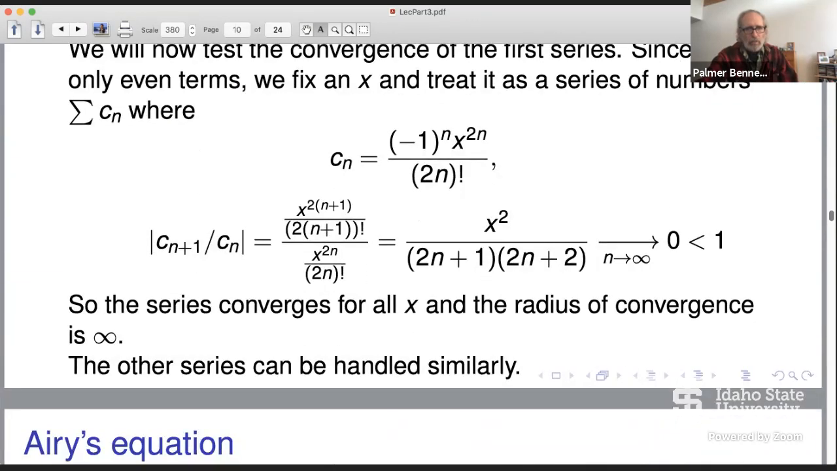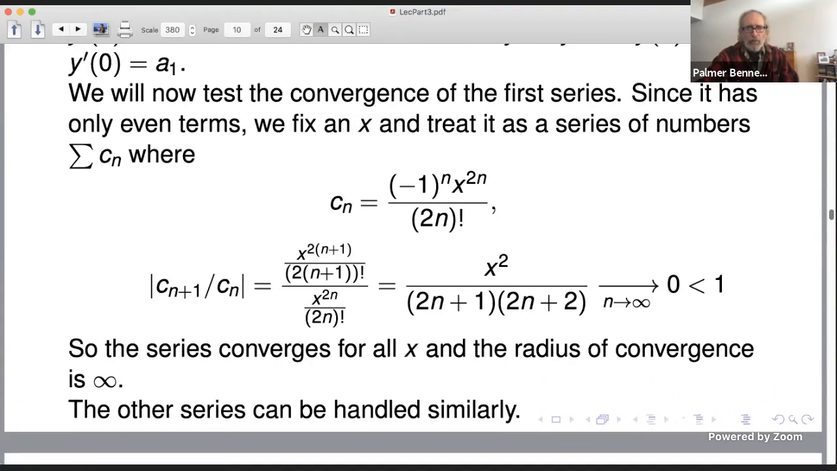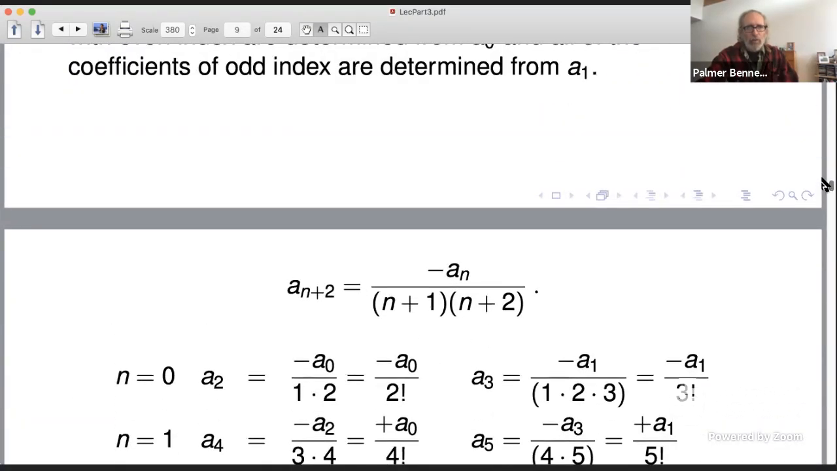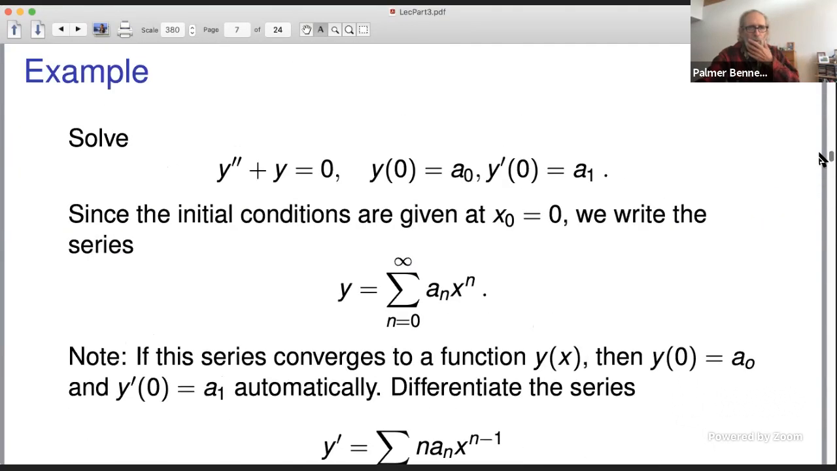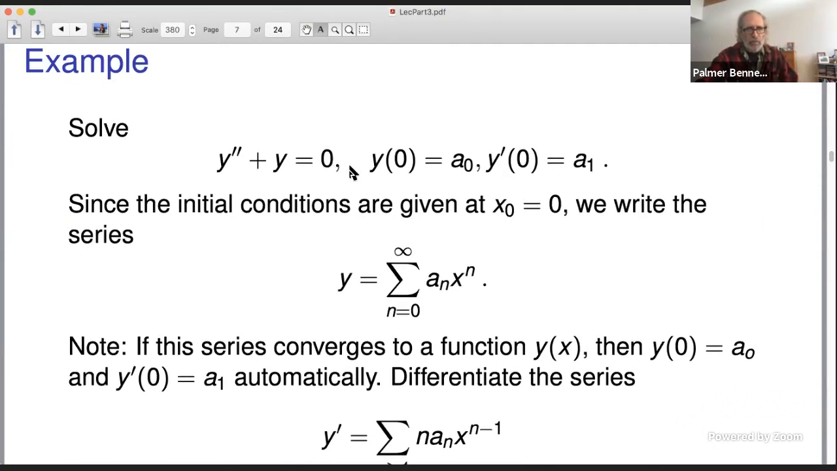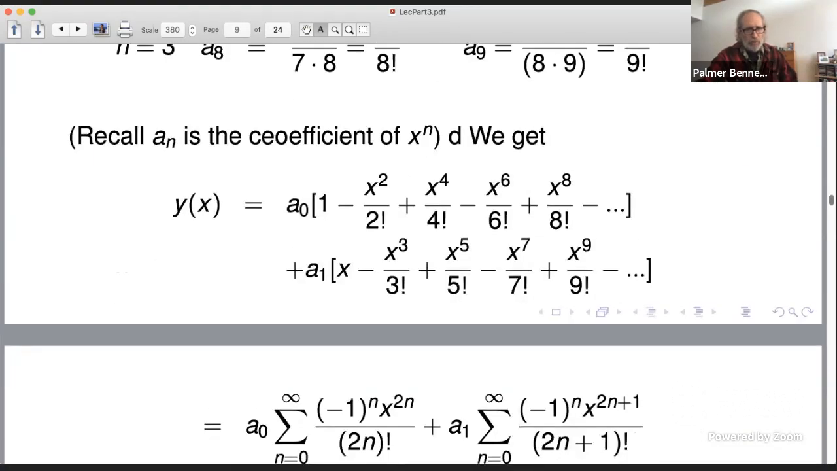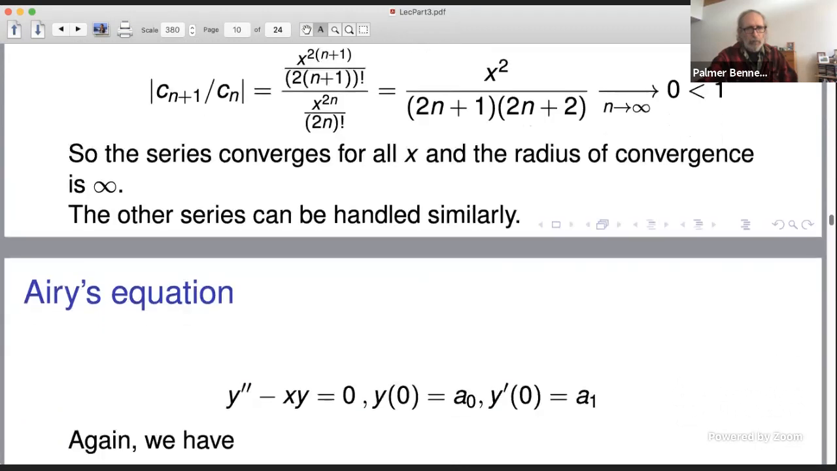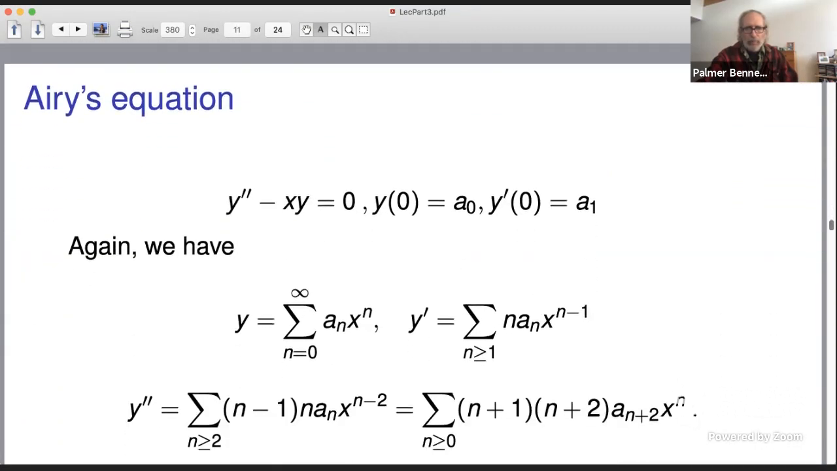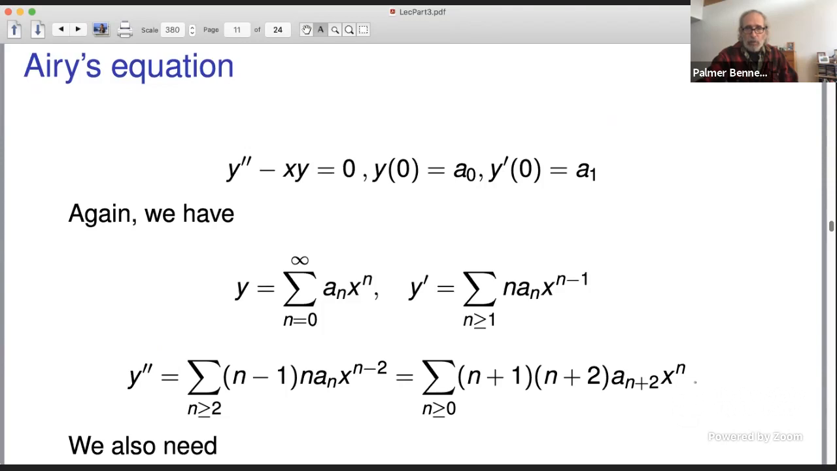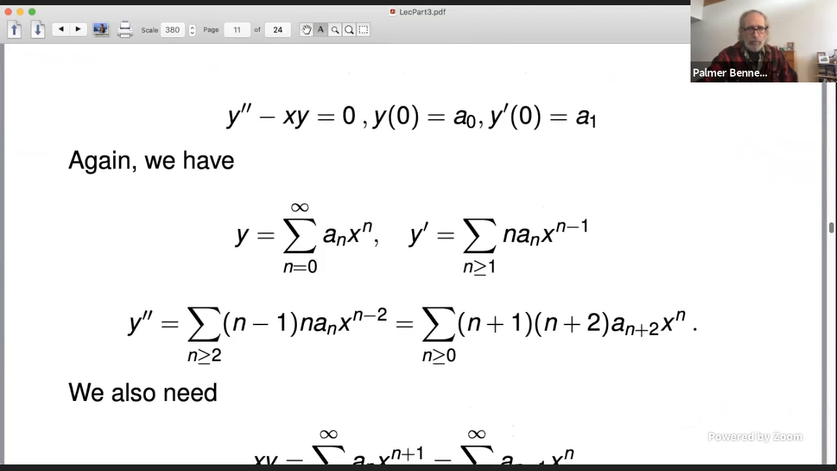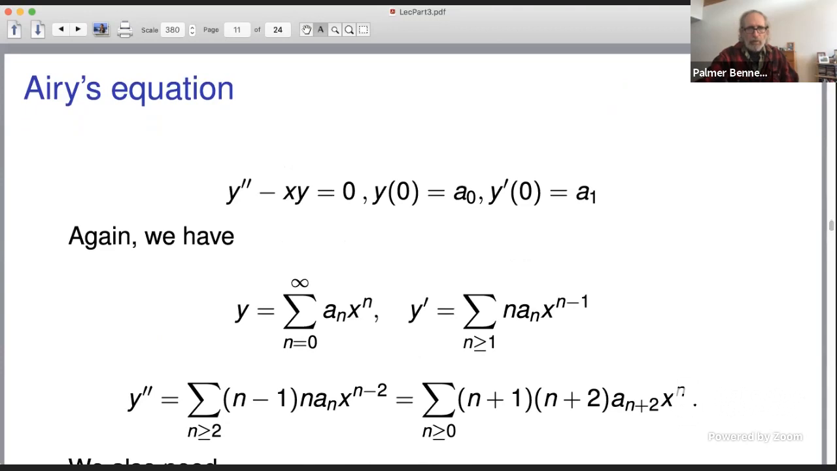So that's a good example, but the problem with it is we kind of know the solution to begin with. We knew that the solution of this equation would be given by cosines and sines. So it's a very simple example. Now we'll do another example, which is a little bit more challenging. This is called Airy's equation. Airy was an astronomer. This equation has something to do with optics. It's the equation: the second derivative of y minus xy is equal to 0.